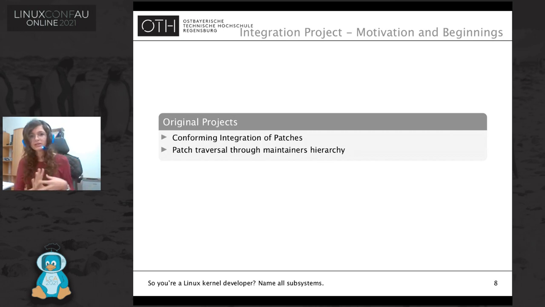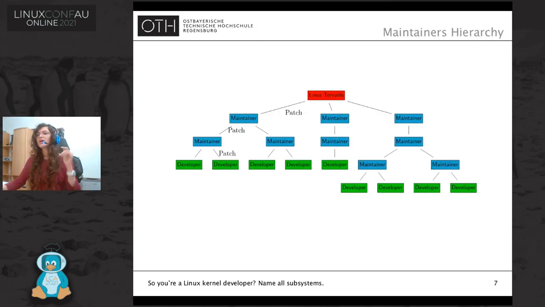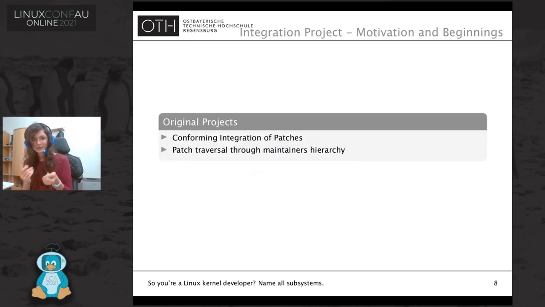So conforming integration of patches just basically means if you have a patch, look at the affected files and look at get_maintainer.pl or the maintainers file and see who is the relevant maintainer for this particular patch, or who are the relevant maintainers. And if one of these maintainers integrates that patch, like a relevant maintainer, we will call that patch conformingly integrated. So that's just one classification, and we wanted to sort of analyze that.